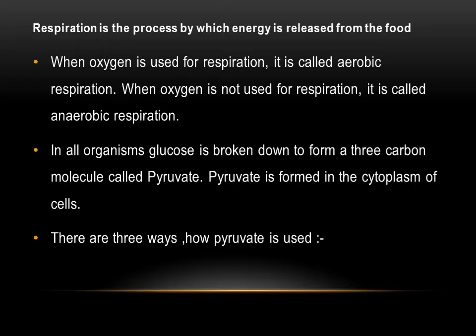During respiration, if oxygen is used, it is called aerobic respiration. When oxygen is not used for respiration, it is called anaerobic respiration. In all organisms, glucose is broken down to form a three carbon molecule called pyruvate. Pyruvate is formed in the cytoplasm of cells. There are three ways how this pyruvate is used.